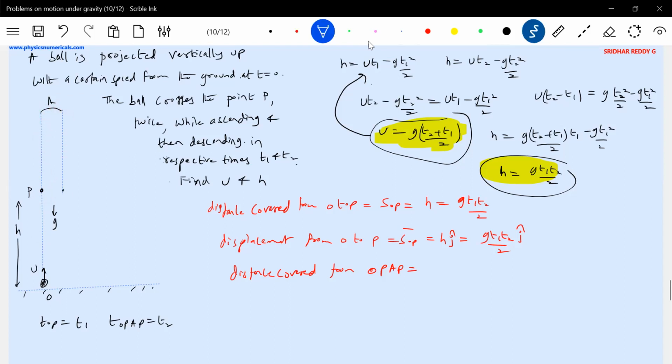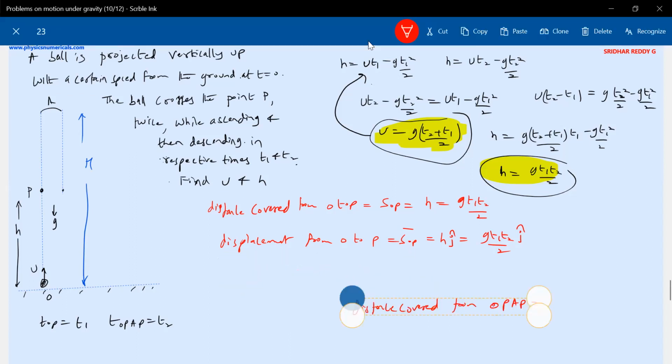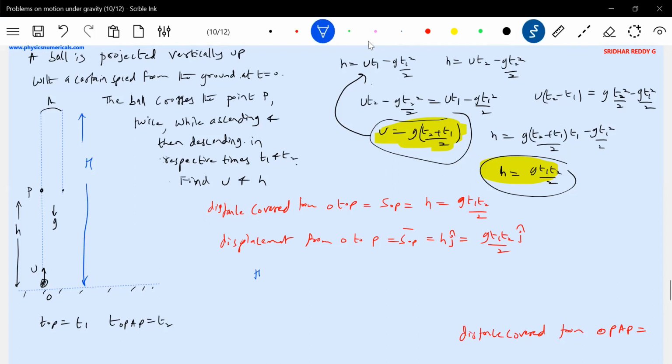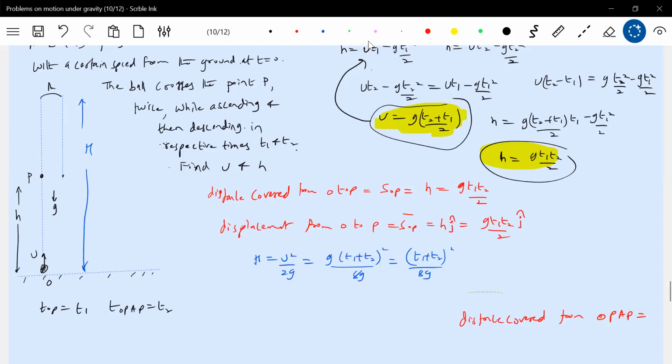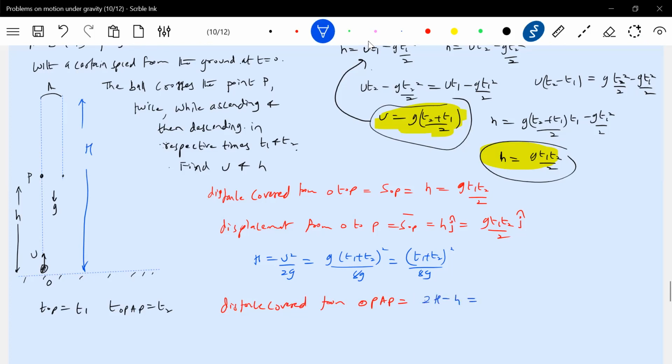For that, we don't know the maximum height, which has to be determined. So first we'll calculate a few things. I'll come to the calculation of these later. First, what is H? H is equal to u square by 2g. What is u? g (t1 plus t2) whole square by 4g, or it is 8g. This is H. So the total distance covered will be 2H minus h.